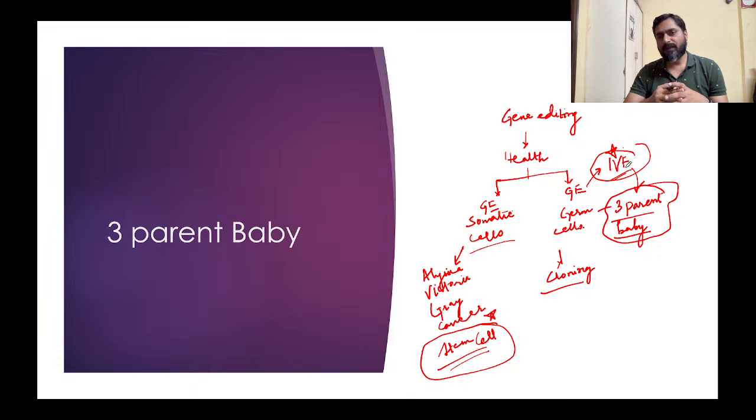So what is IVF? IVF means in vitro fertilization, which means that fertilization of the egg and the sperm cell is done in the lab. After fertilization, the next stage is the zygote. That zygote starts to divide and forms an embryo. That embryo is implanted in the mother's womb. But in some cases there is defective mother's mitochondria. So here we need to understand, with respect to the 3-parent baby, why we need to go for a 3-parent baby.